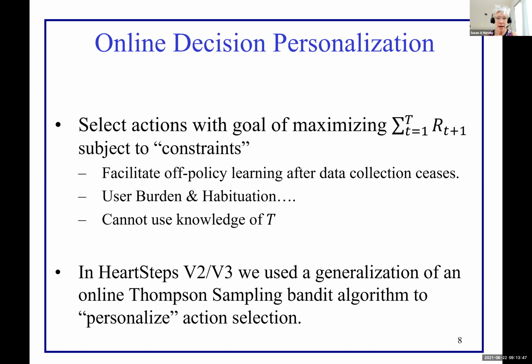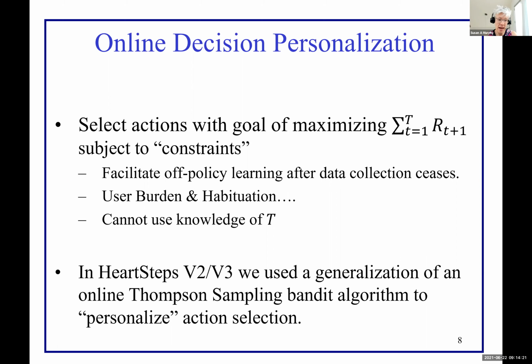There's also, from a scientific perspective, real problems with user burden and habituation. If you send too many messages, people become overburdened. They start to ignore the suggestions, and they may even delete the app. So in the second two studies, V2 and V3, the 3-month and the 9-month study, we used a generalization of a Thompson sampling algorithm to personalize action selection.